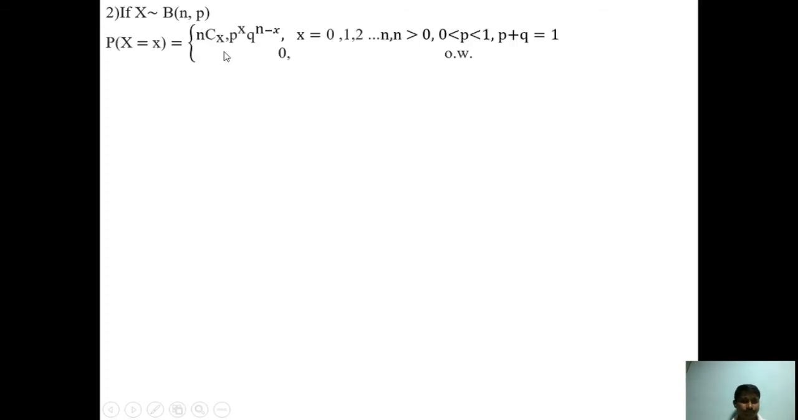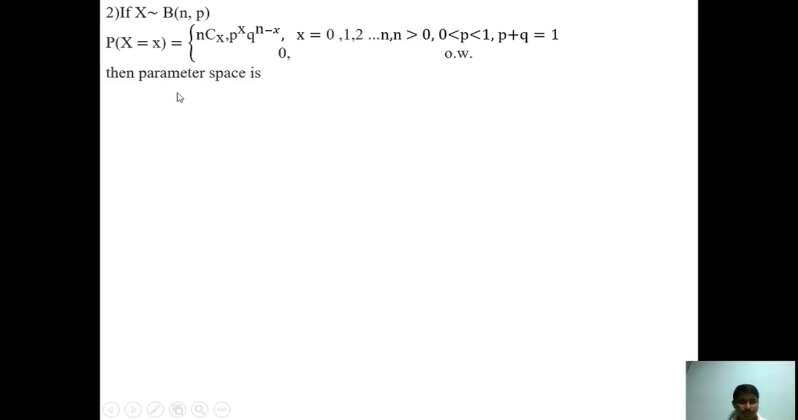The random variable X follows a binomial distribution with parameters n and p. Then the PMF of the binomial distribution is nCx p raised to x, q raised to n minus x. The range of x is 0, 1, 2, up to n, where n is greater than 0 and p lies between 0 and 1, and p plus q is equal to 1, and 0 otherwise.